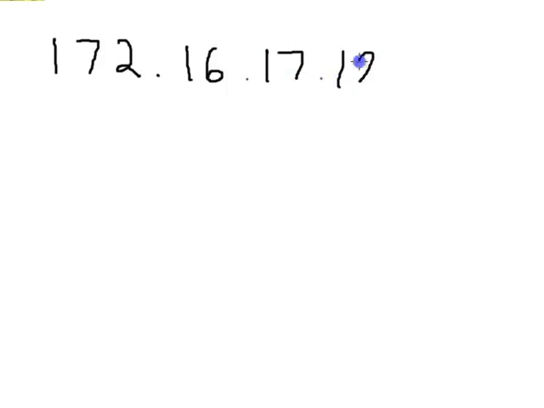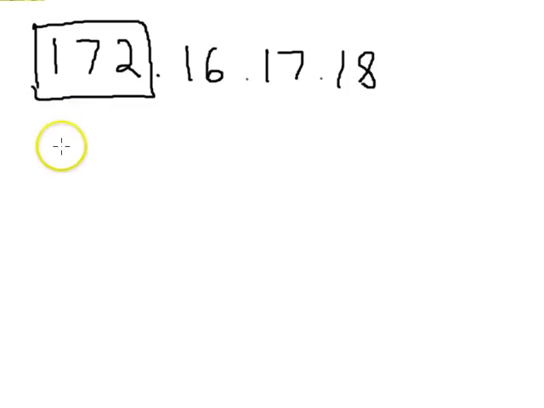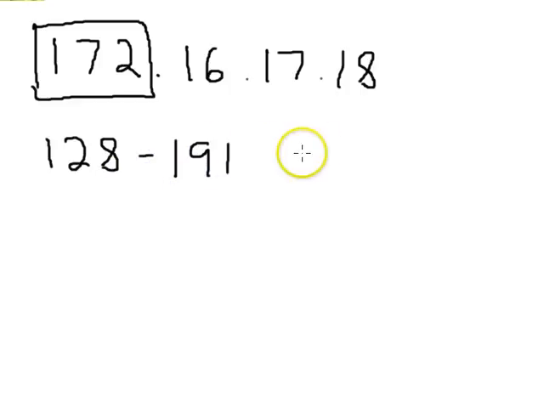Now let's go get another IP address. Let's do 172.16.17.18. All right, so 172. What is 172? 172 is in some range, but it's not in the 0 to 127 range, but it is in the 128 to 191 range. So 128 through 191, which happens to be the range for class B addresses. So now we know that this is a class B address.